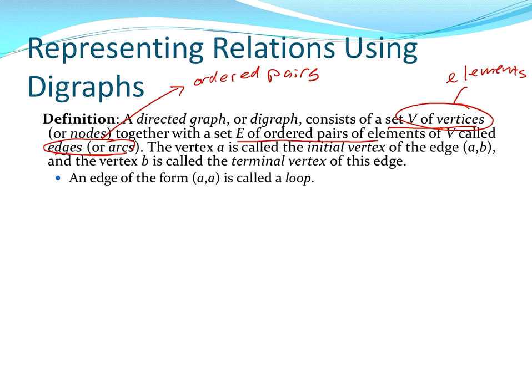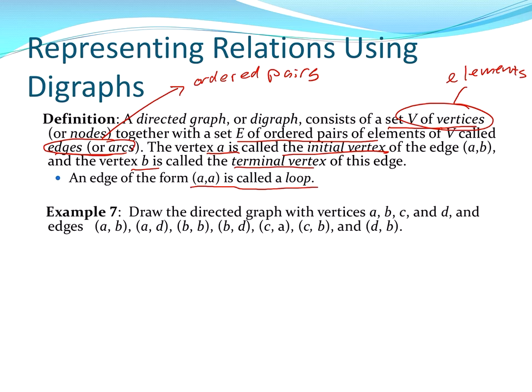And when we have an edge, it's going from a vertex A, which is called the initial vertex, to a vertex B called the terminal vertex. And anytime you have an edge starting and ending at the same vertex, it's called a loop.